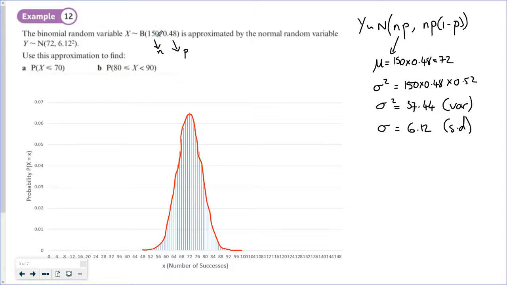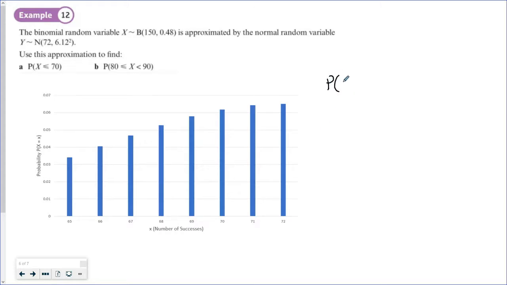Because n is large and p is close to 0.5, you can see that I can draw a red line around my bar chart, which shows the binomial distribution, and it looks like a good approximation to the normal distribution. So we're going to start by looking at a slightly simpler one. Let's look at the probability of x equaling 70.